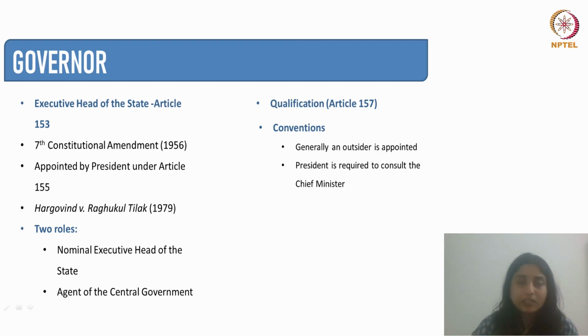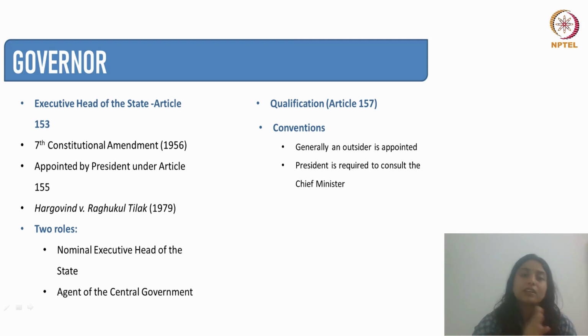The 7th Constitutional Amendment of 1956 made it possible to appoint the same person as the governor of two or more states. So, the same person can be appointed as the governor of Karnataka, of Rajasthan, and of Orissa. This has been made possible by the 7th Constitutional Amendment of 1956.